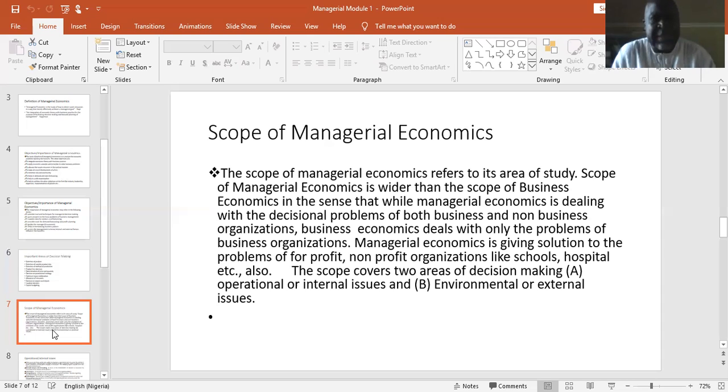Now, the scope covers two areas of decision making: operational or internal issues and environmental or external issues. So if you want to summarize the scope of managerial economics, you say it's either operational or environmental. Operational or internal issues are within the control of the firm, and external issues are outside the control of the firm or even the industry.